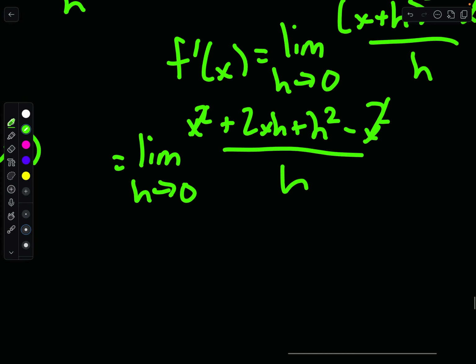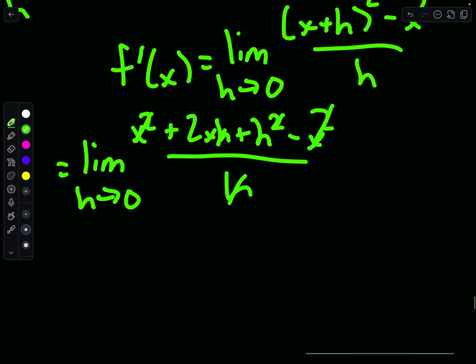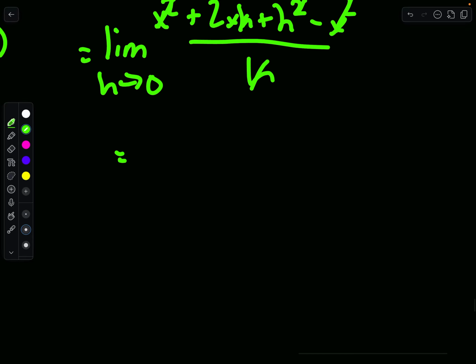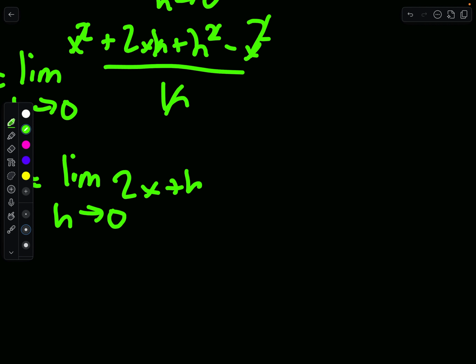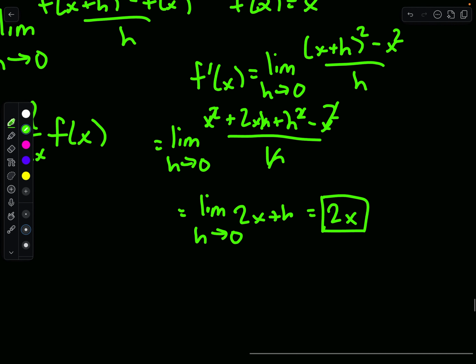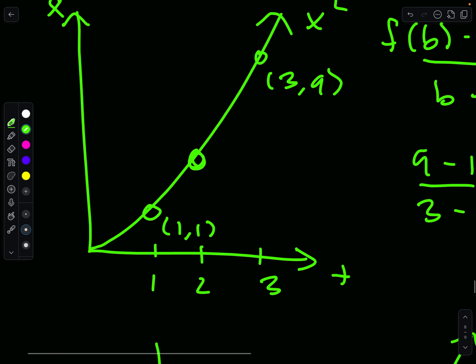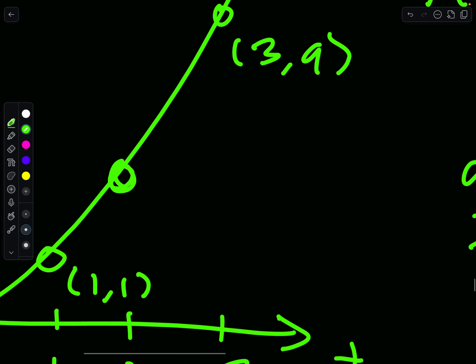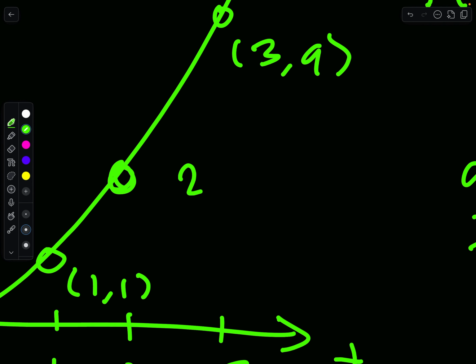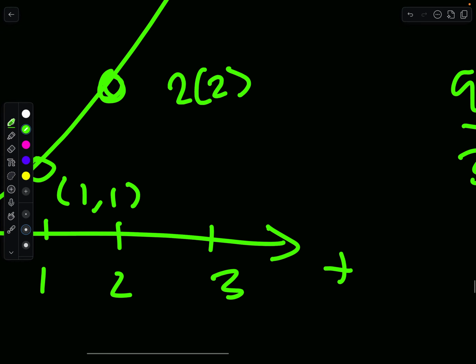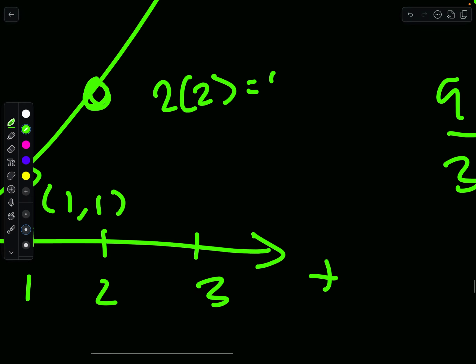We cancel, and then we can factor out an h. So then we get the limit as h approaches 0 of 2x plus h. And then we just use direct substitution to get 2x. So that is the derivative of f of x. This means that at x equals 2, we can plug in 2 times 2, and we get 4.